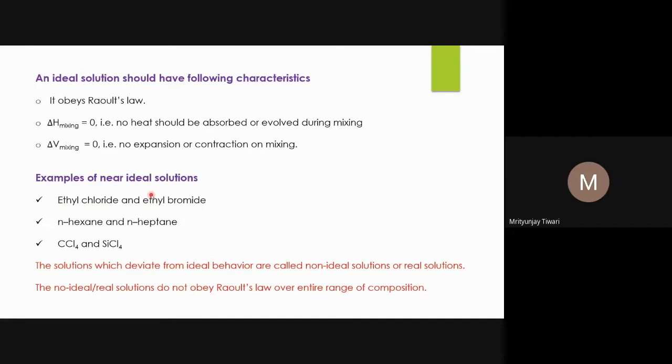This is because their shape, sometimes also called topology, is the same, and their size is also similar, quite close. So the molecular interactions between ethyl chloride and ethyl bromide are roughly equal to the interaction between two ethyl chloride molecules or two ethyl bromide molecules. Similarly, we can see other examples, n-hexane and n-heptane. N-hexane, normal hexane, and normal heptane.